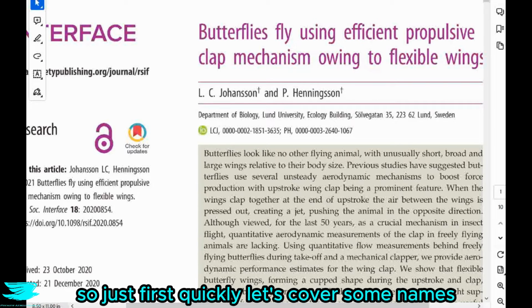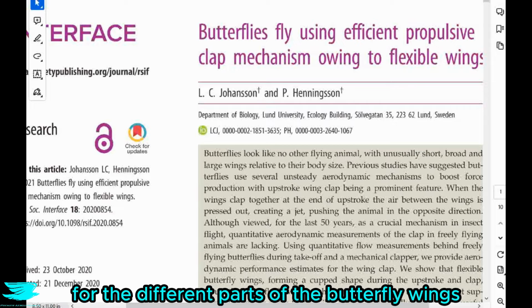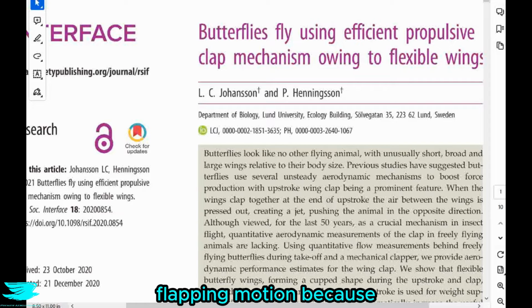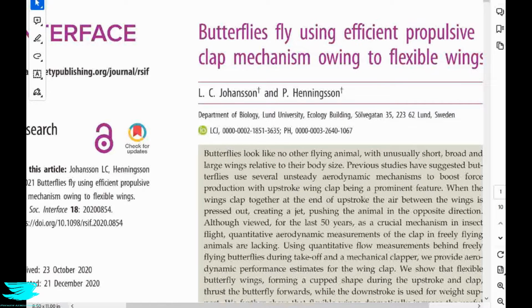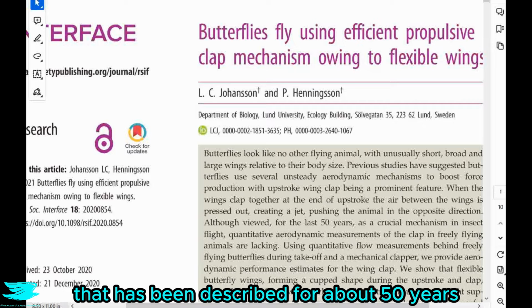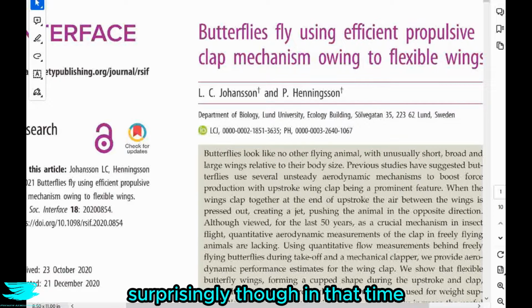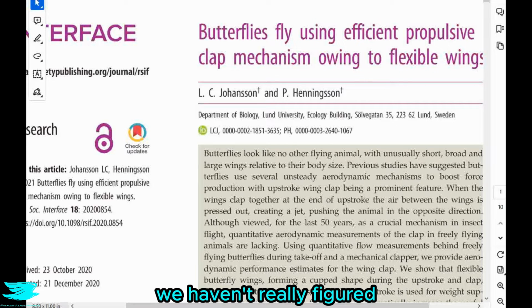So just first, quickly, let's cover some names for the different parts of the butterfly wings' flapping motion because they will come in handy later on. So for the upstroke, this is called the clap or the clapping phase. And this is the general upstroke that has been described for about 50 years. Surprisingly though, in that time, we haven't really figured out what is going on here, but perhaps today we will. We'll just have to wait and see.